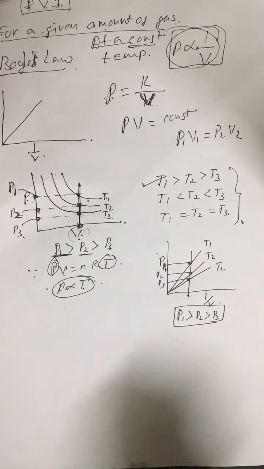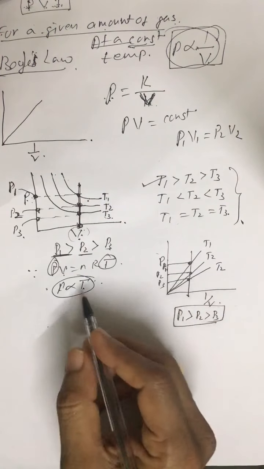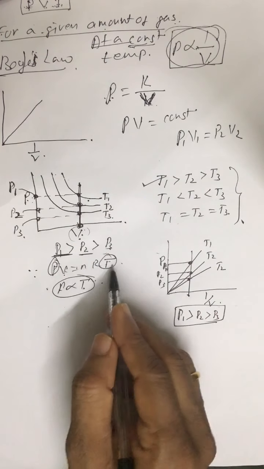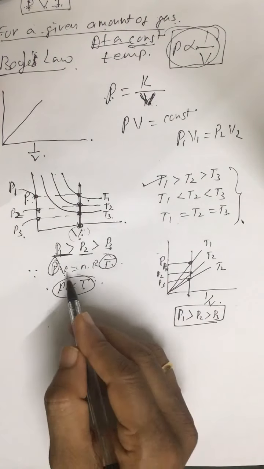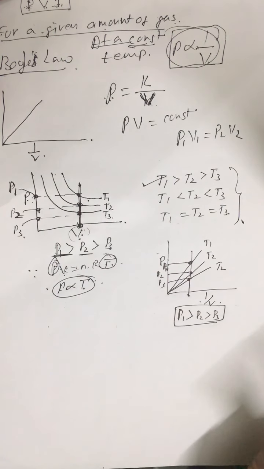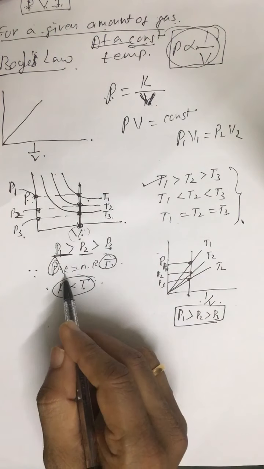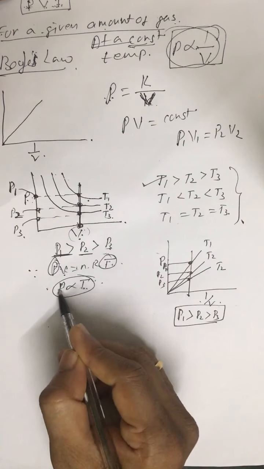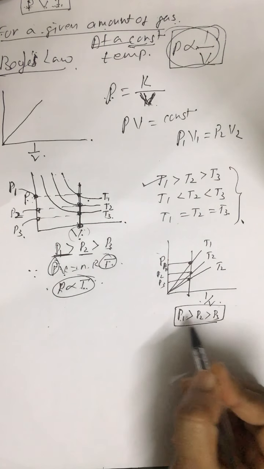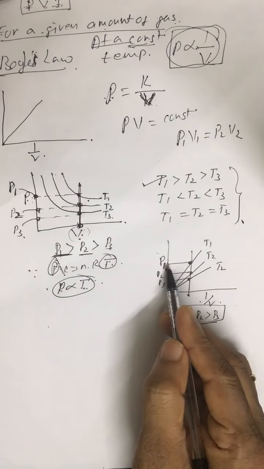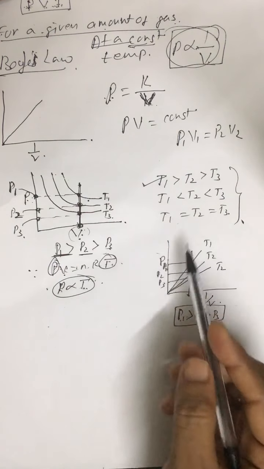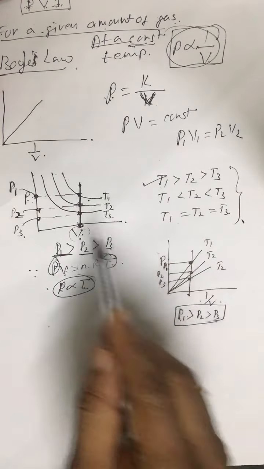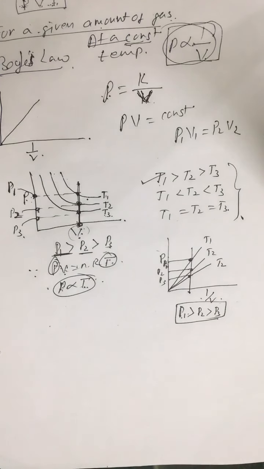Again from gas law you can say PV equal to nRT, and 1 by V is constant means V is constant. So pressure is directly proportional to temperature. You can say P1 is highest, so T1 should be the largest one, then T2, then T3. So you can conclude these things.